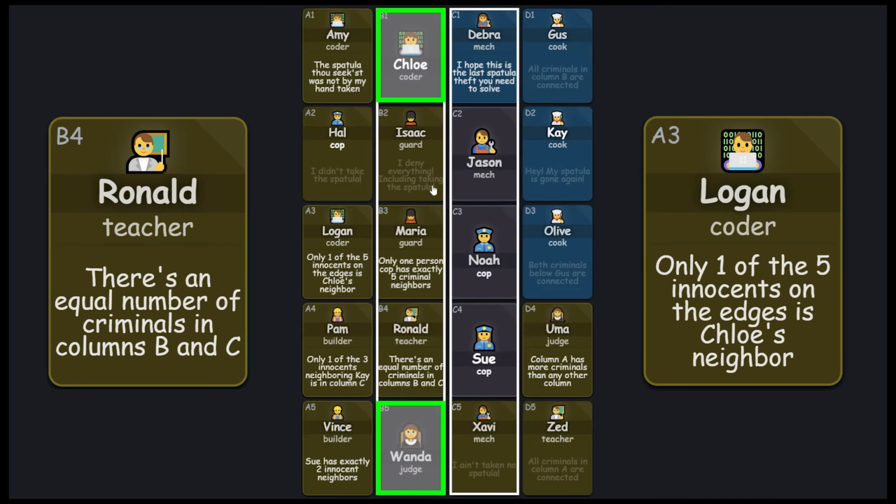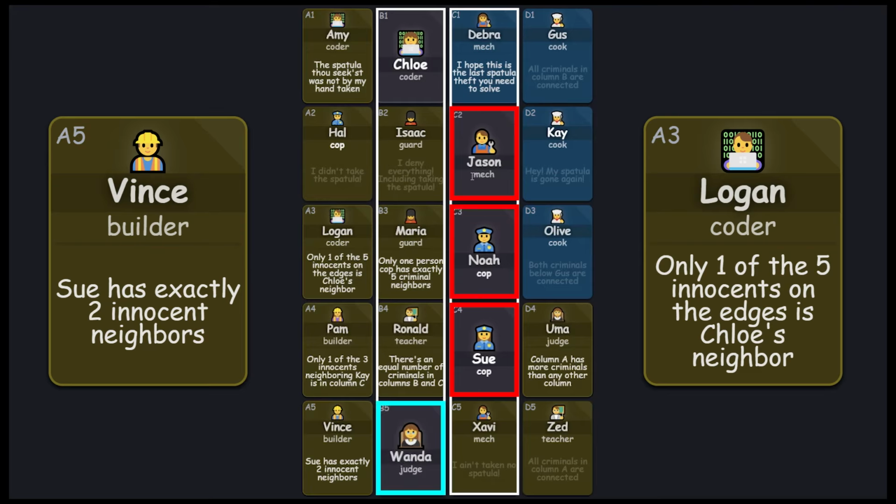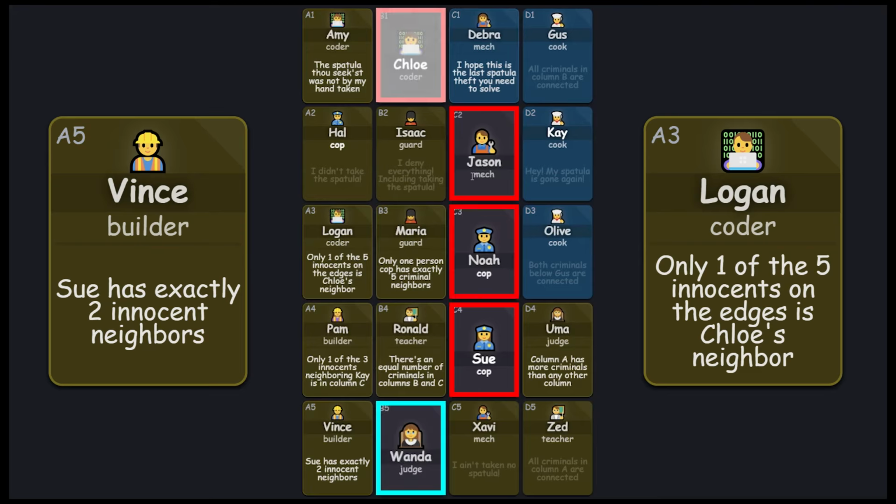Remember that column C must have the same number of criminals as column B, so everyone else in the column must be a criminal, and that turns Wanda into Sue's second innocent neighbor. And finally, we can mark Chloe as a criminal.